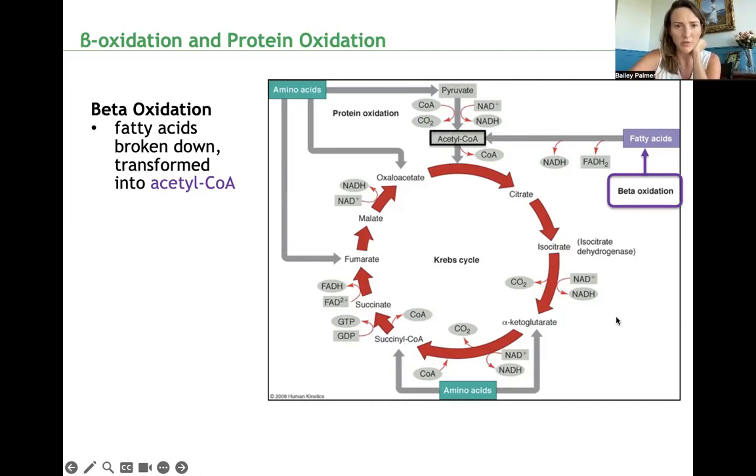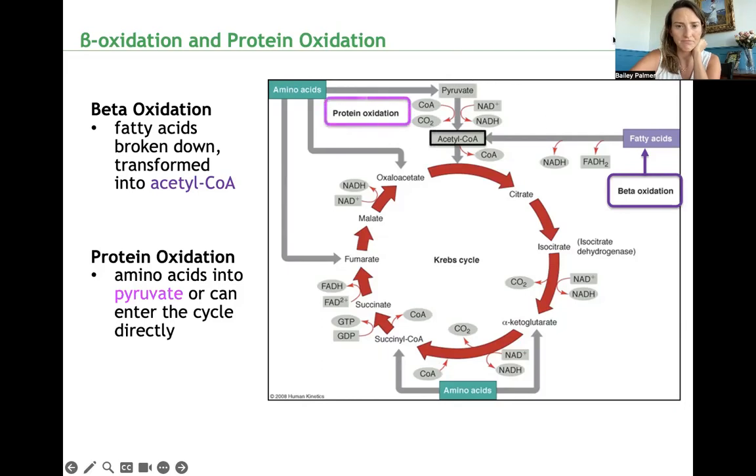Next is protein oxidation. In protein oxidation, we have amino acids that are turned into pyruvate, where they can turn into acetyl-CoA and enter into the Krebs cycle directly. So they go into pyruvate or enter into the Krebs cycle directly.